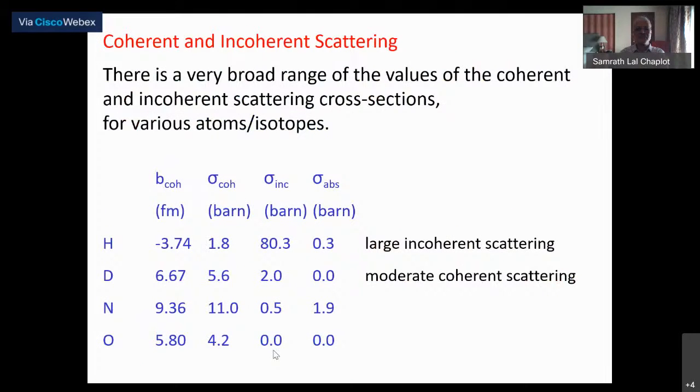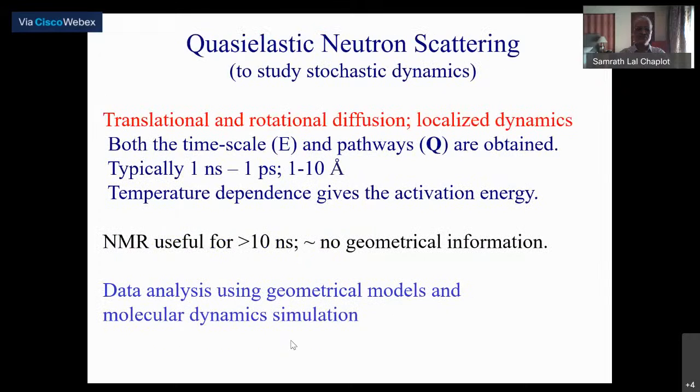We also said hydrogen has an unusually large incoherent scattering cross section. So neutron scattering is extremely useful to understand stochastic dynamics of the hydrogen atom, be it as part of a molecule or individually. Hydrogen jumps in a variety of solids like fuel cells and so on. Typically we said a variety of translational or rotational diffusion or localized dynamics of any kind can be studied.